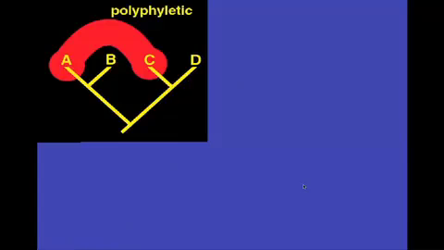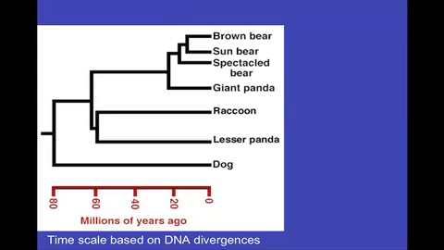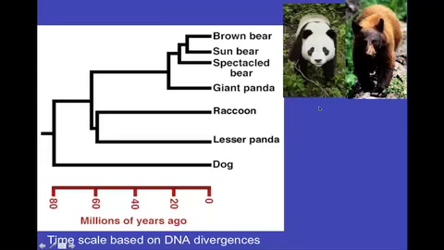Okay. The other mistake is polyphyletic classifications. Pandas, I've been showing pandas several times, and it's kind of a weird group, but if you look at the old genealogies or phylogenies of the mammals, there'd be a group for pandas. Red pandas and giant pandas. But as it turns out, if you do the DNA and estimate how long ago they diverged, the lesser panda or red panda and giant pandas are really, really different.